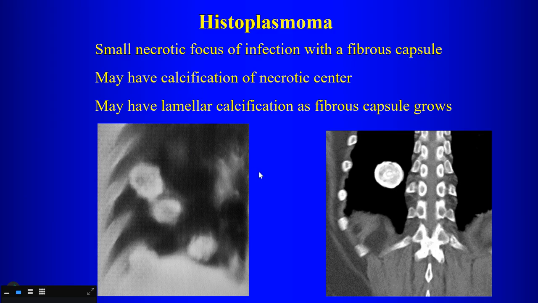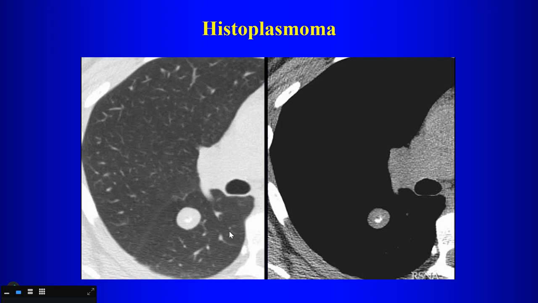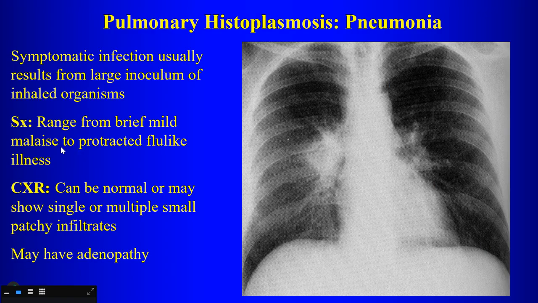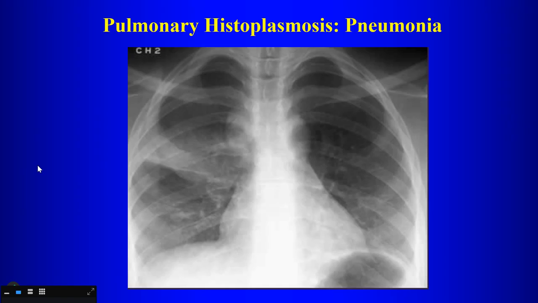Sometimes it can be lamellar, it can have layers to it as the capsule grows. They don't have to be like that. You can have just one that looks like a granuloma with central calcification. So that can also occur with a histoplasmoma. Pneumonia: these patients can develop consolidations from pneumonia, usually not protracted, or there's a spectrum, it can be brief or protracted. The chest X-ray might be normal or might show consolidation with lymphadenopathy. So we can see that with histoplasmosis as another example.